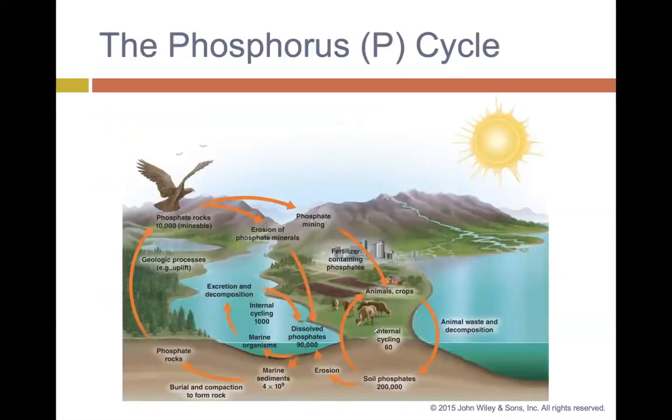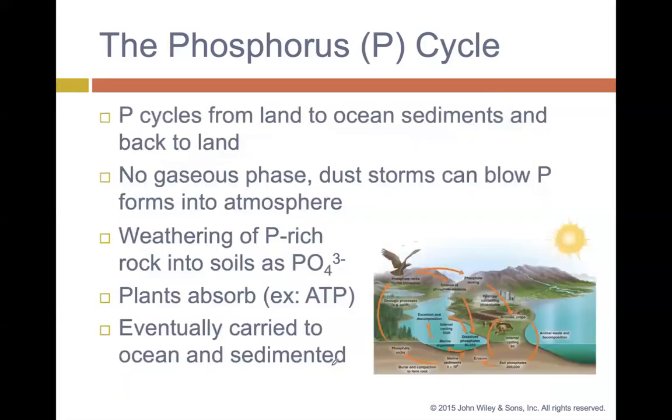Then we move on to the phosphorus cycle. So you can kind of see how phosphorus is cycled through rocks, through animals, through mining, fertilization, animals and crops, and how you can see how it will be in the soil through erosion and dissolved in the oceans. So phosphorus cycles from the land to the ocean sediments and then back to the land.